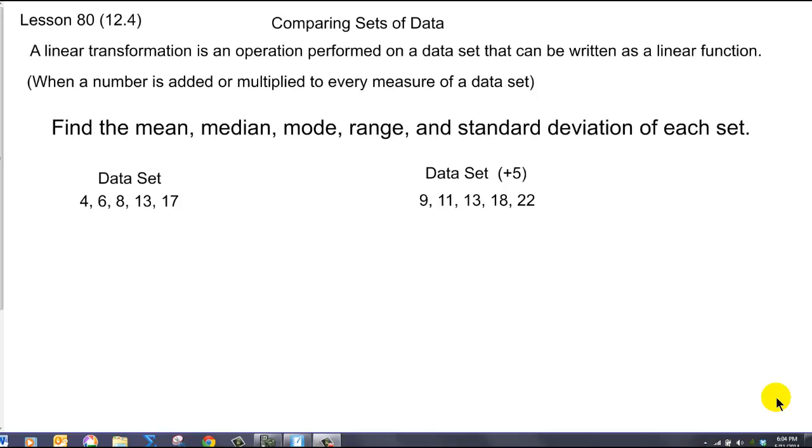Today we're going to continue the discussion of comparing data in our sets and how to describe the differences between the two, and which type of data we want to use to describe the population that we have. But specifically today we're going to discuss something called a linear transformation, which is, as it states here, an operation performed on that data set that can be written as a linear function.